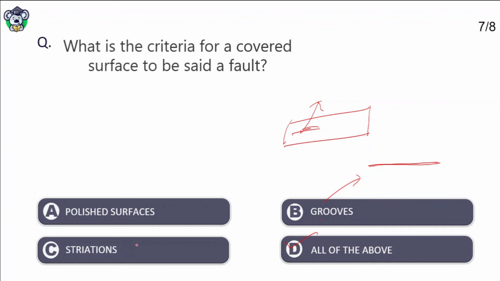Striations. These are like scratches, normally parallel lines. When a fault plane might have moved along this plane, there might be some parallel scratches. Okay. These are also grooves, like deep, narrow cuts. Okay. So all of the above will be the right answer.